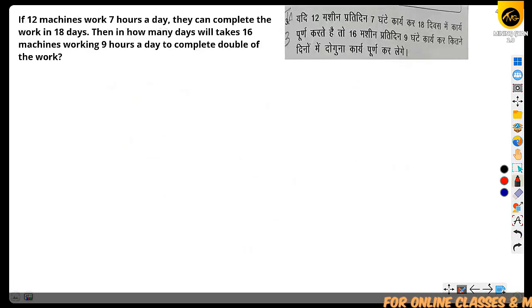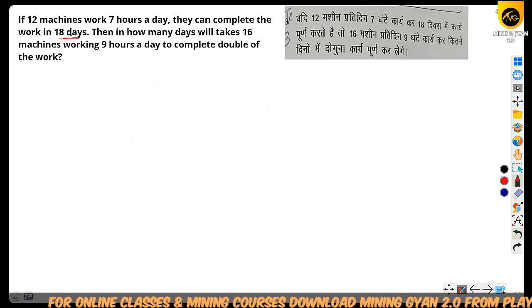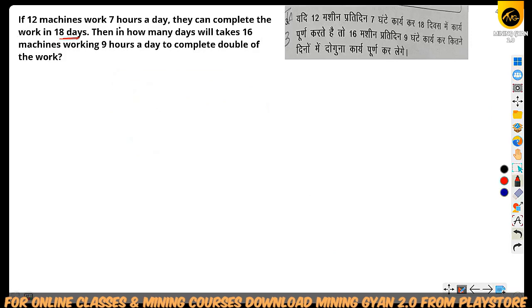Now the next question is, if 12 machines work 7 hours a day, they can complete the work in 18 days. अगर कोई भी 12 मशीन है वो 7 hours पर डे वर्क करते हैं तो वो एक काम को 18 डेज में कंप्लीट कर लेते हैं, राइट?